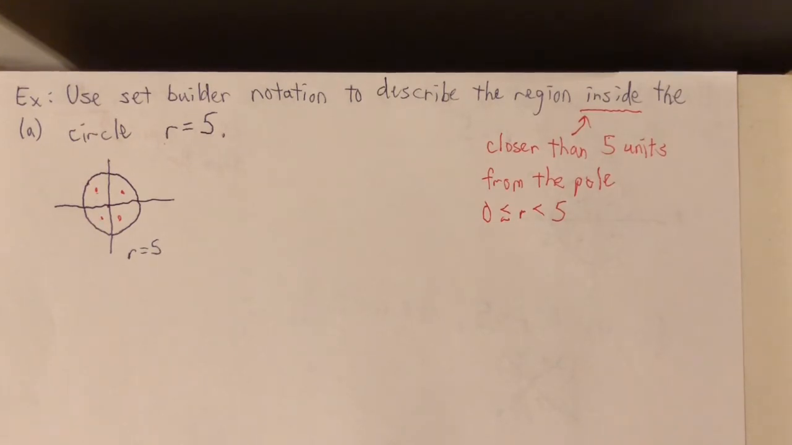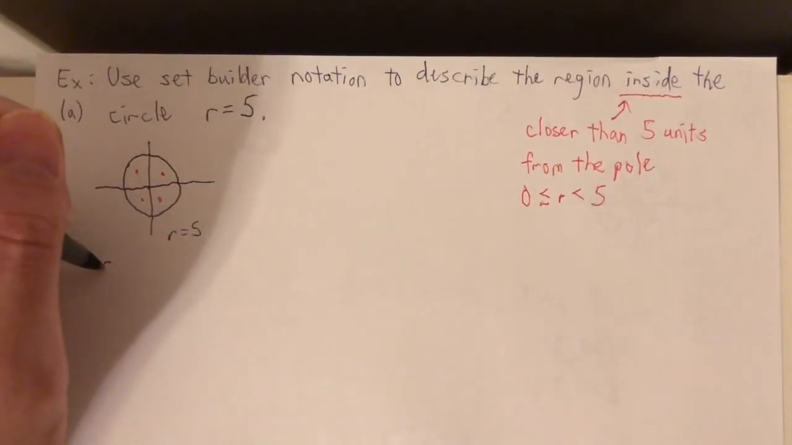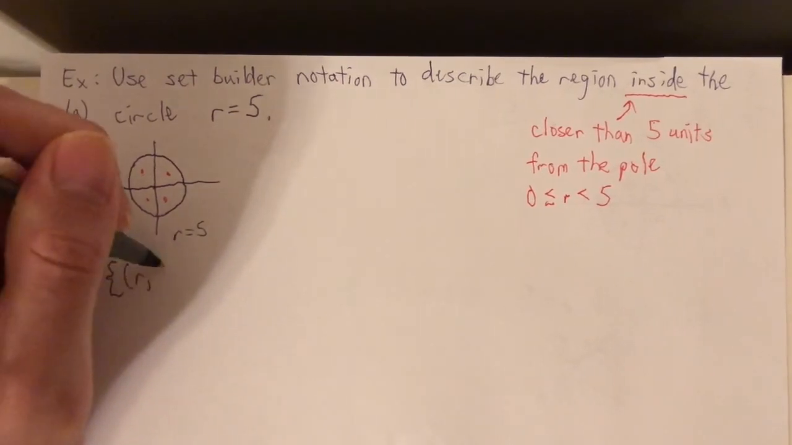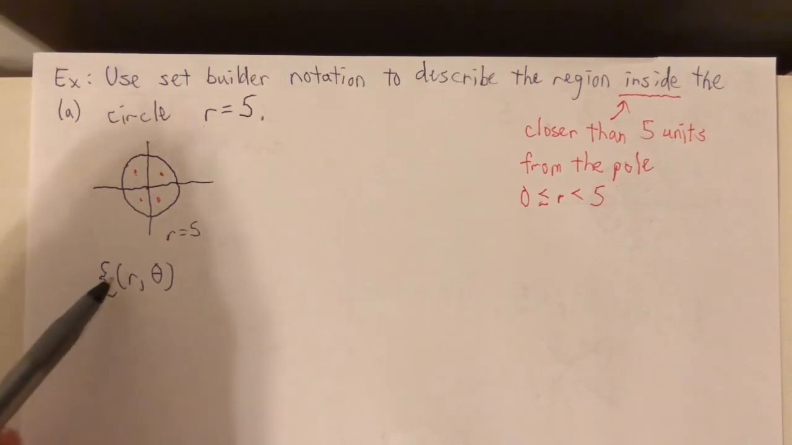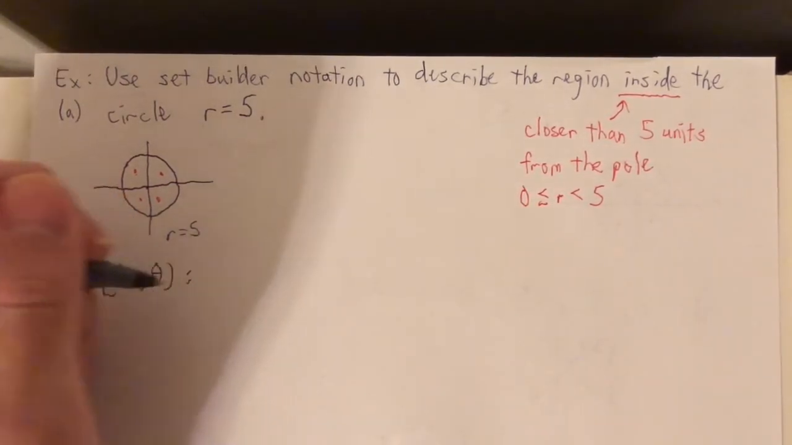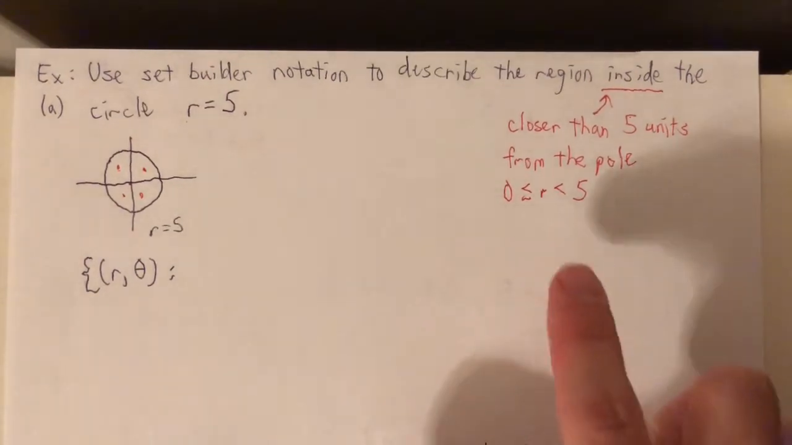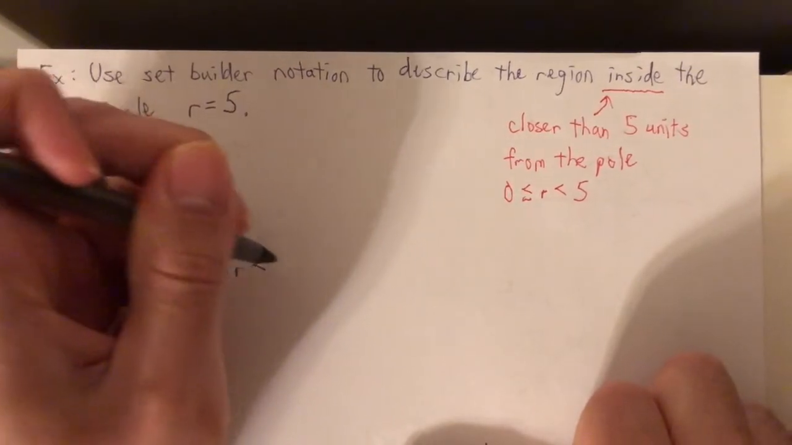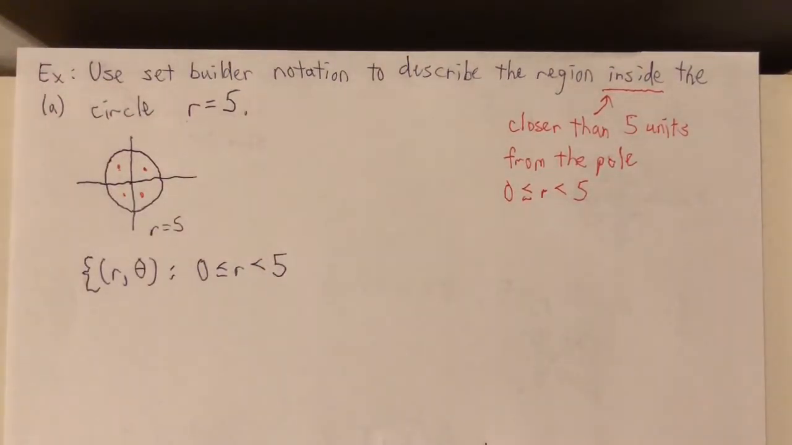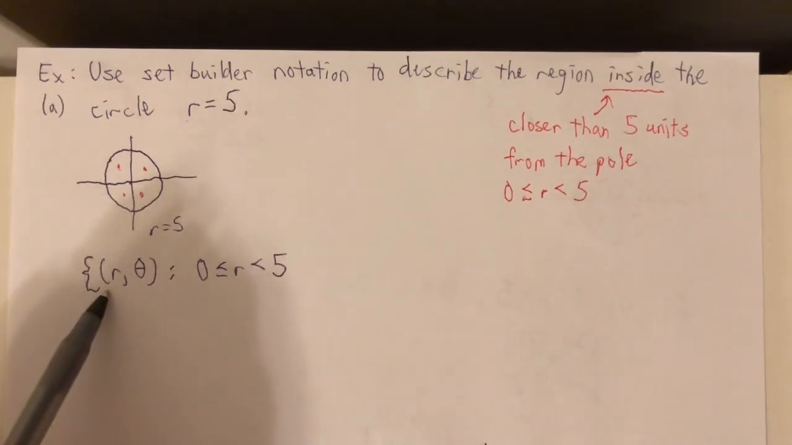Now, when we express this in set builder notation, we're always going to start these the same way. I'm going to start with a brace, or some people call this a curly bracket. I'm going to look at the set of all points r comma theta, and then I'm going to add some qualifiers. Now, my first qualifier is this one. I'm going to say that 0 is less than or equal to r, which is less than 5, or more casually, you might say r is between 0 and 5, including 0, not including 5. Now, that tells me what r can be.